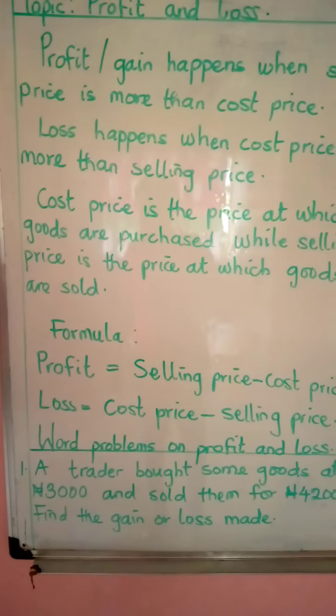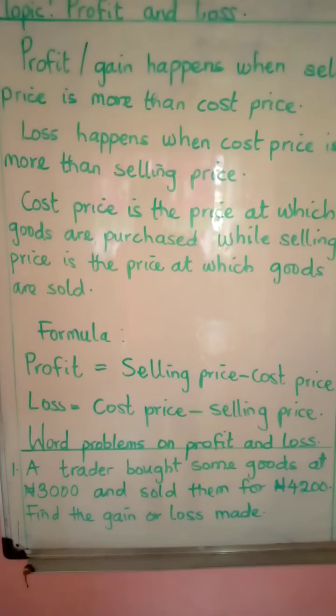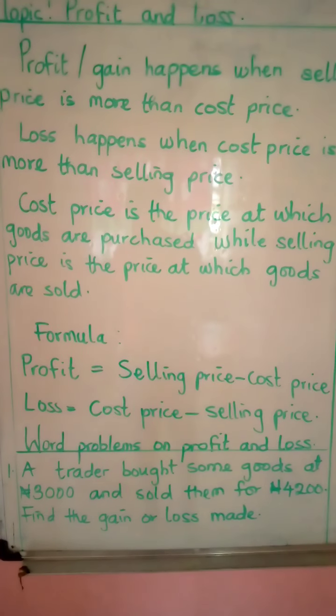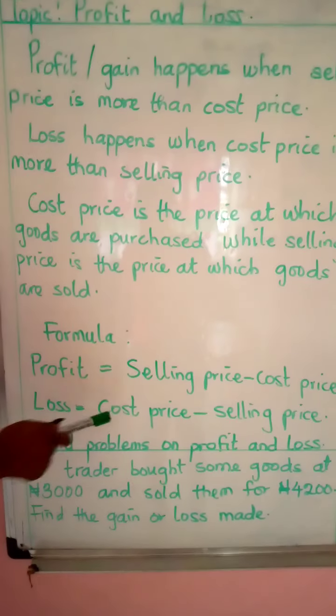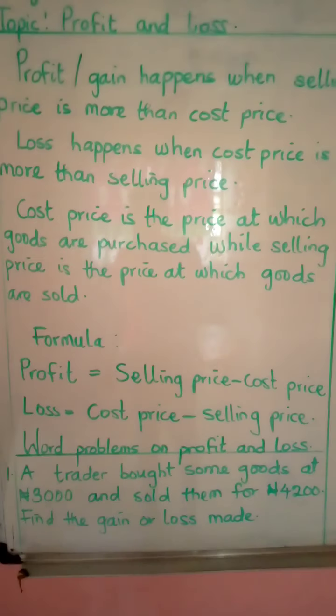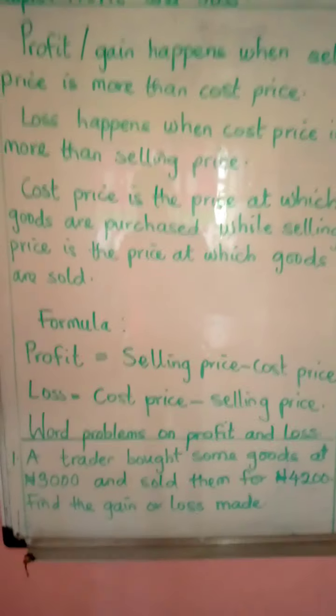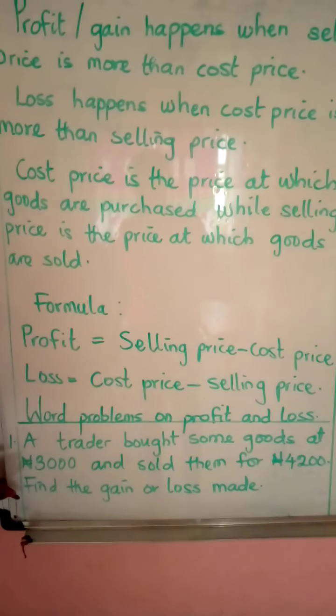Now we have loss. Loss is cost price minus your selling price. Cost price minus your selling price. So the amount you bought your goods and then the amount you're selling it. This will help us determine if you made loss. Okay. Now, we have some examples here on the board.